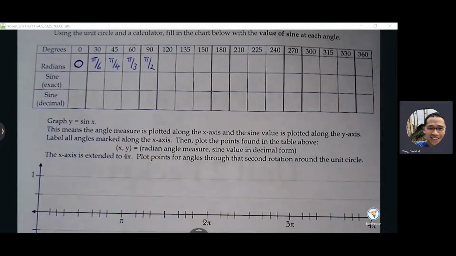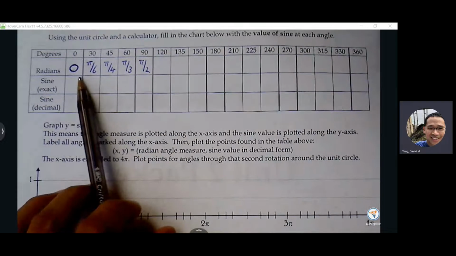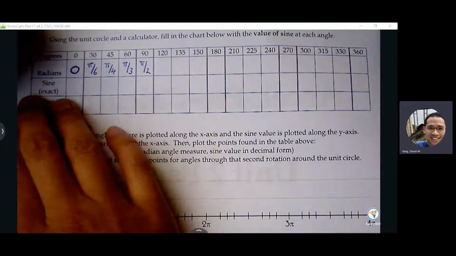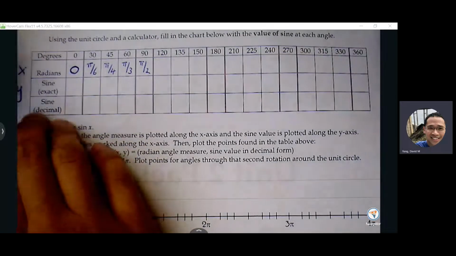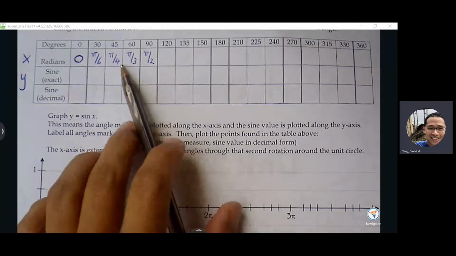But really, we're going to see things from a radian perspective, even though degrees is still helpful at this point. So we're going to treat radians as our x value, and then our sine as our y value. What we're going to do is take all those as ordered pairs and see what the graph looks like. So you guys can start filling this in.